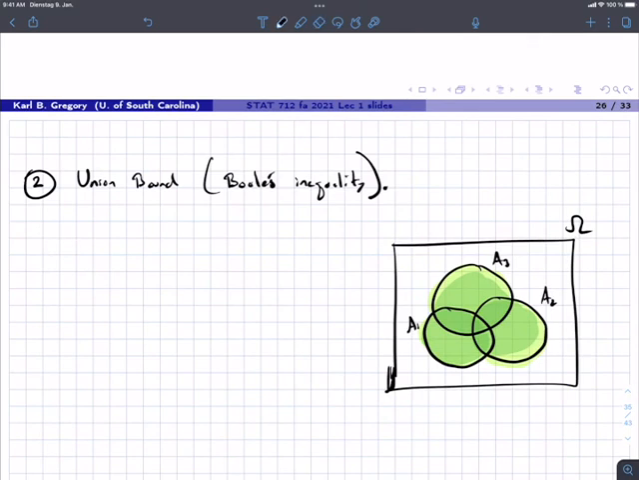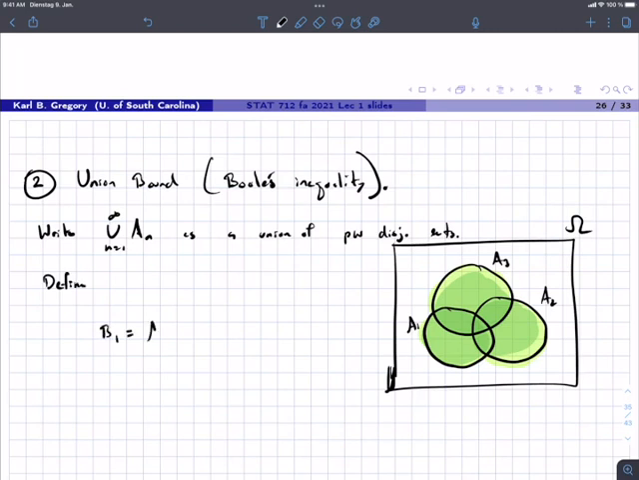Our strategy is going to be to try to write this union as a union of pairwise disjoint sets. So let's define some useful sets.